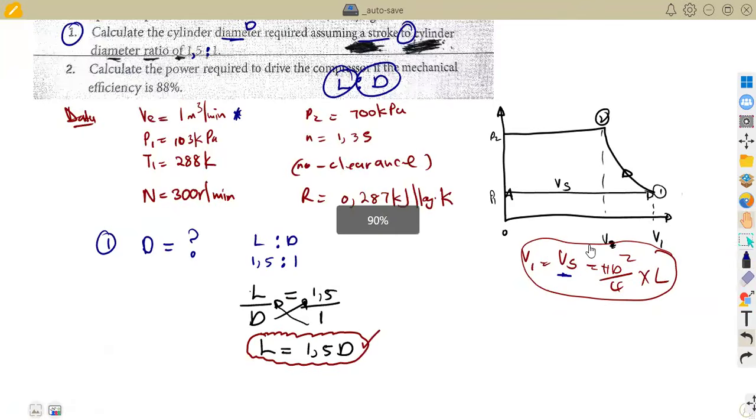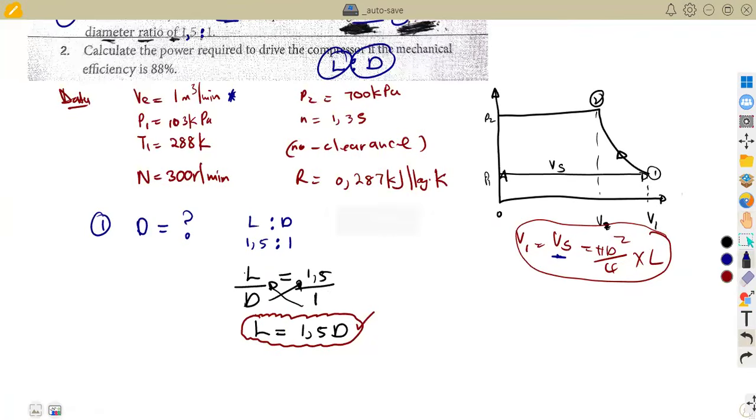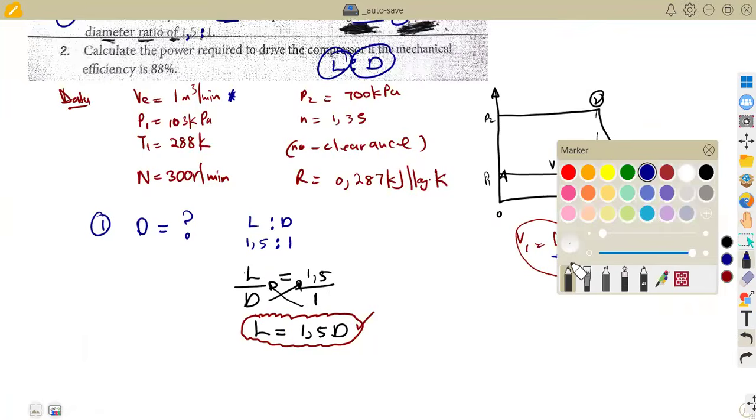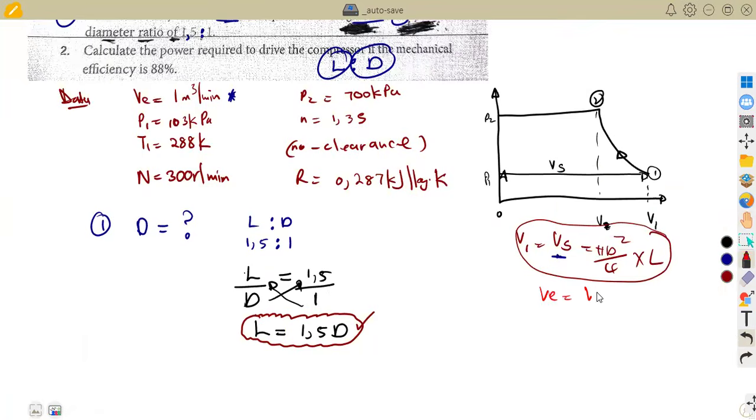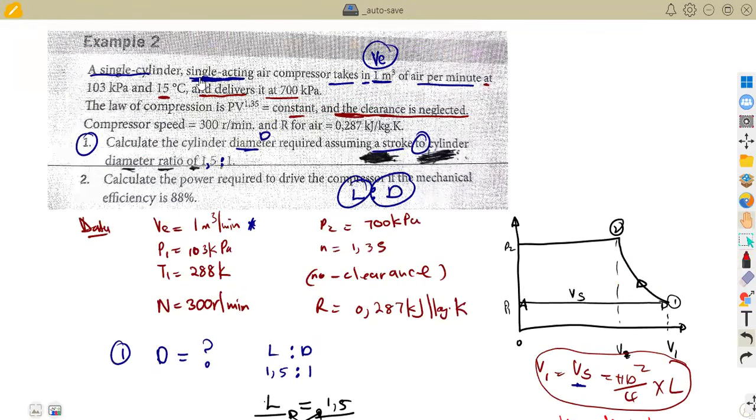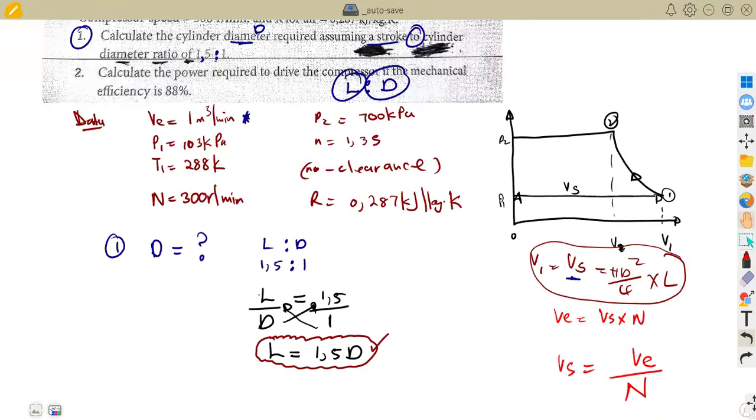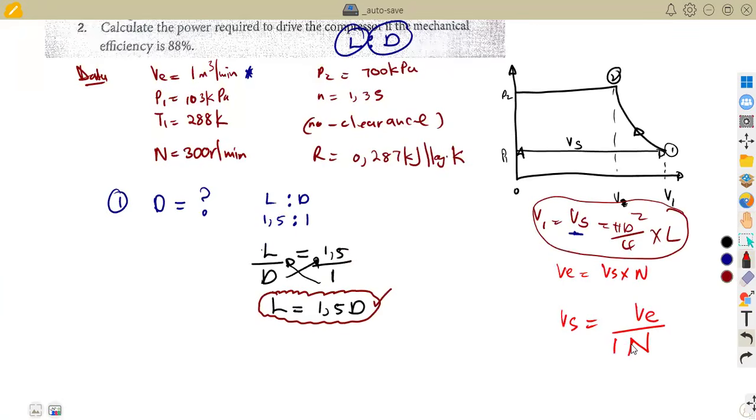Okay, we are done. So we saw that from that relationship, first we saw that VE is equal to VS times N. So to find VS, it's going to be VS is equal to VE over N. It's a single acting. Thus, the speed remains as it is. So it was supposed to be 1 times N for single acting, and double, 2 times N.